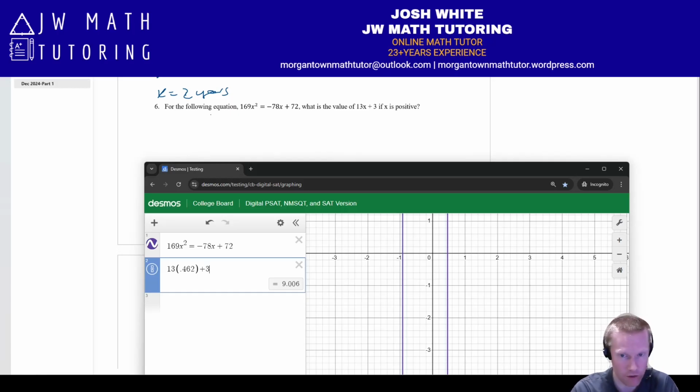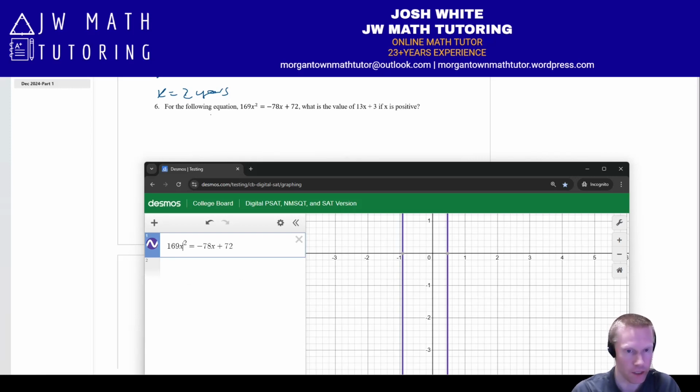But that's not the right answer, and it's not the right answer because this is a rounded value. This is not an exact value. So here is how you have to do this to get the exact value. You have to solve this equation using regression, because regression will give you the exact value and you can carry it over and plug it into the 13x plus 3 to get the exact answer, which is actually going to be basically just 9.00000.